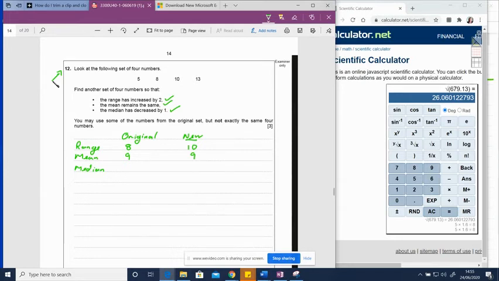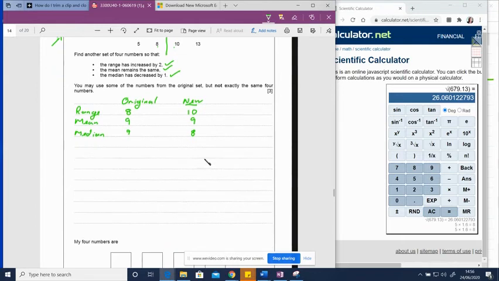The median of the old set is the middle number. Now we haven't got a middle number, so we have to add up the two numbers in the middle and divide by 2. So 18 divided by 2 is 9. So the median of the old set is 9, and the median of the new set is actually going to be 8. Now, the final clue says you may use some of the numbers from the original set, but not exactly the same four numbers.